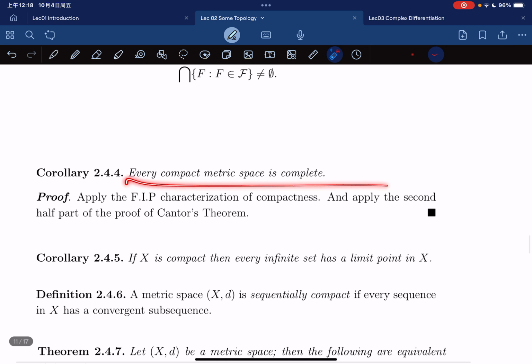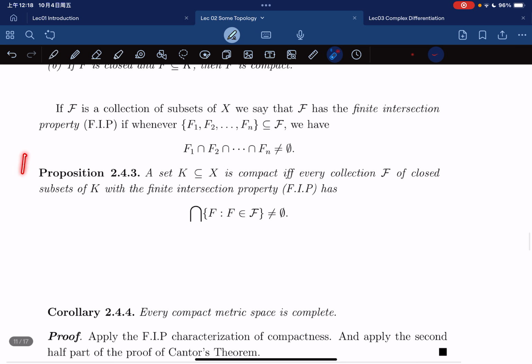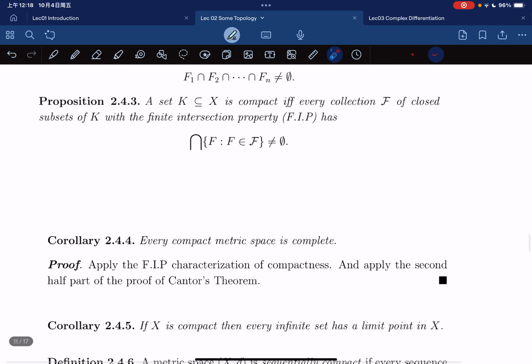A compact metric space is complete. Right? A compact metric space is complete. Why? Because first we can apply the FIP characterization, and then we apply the second half of the proof of Cantor's theorem. Okay.